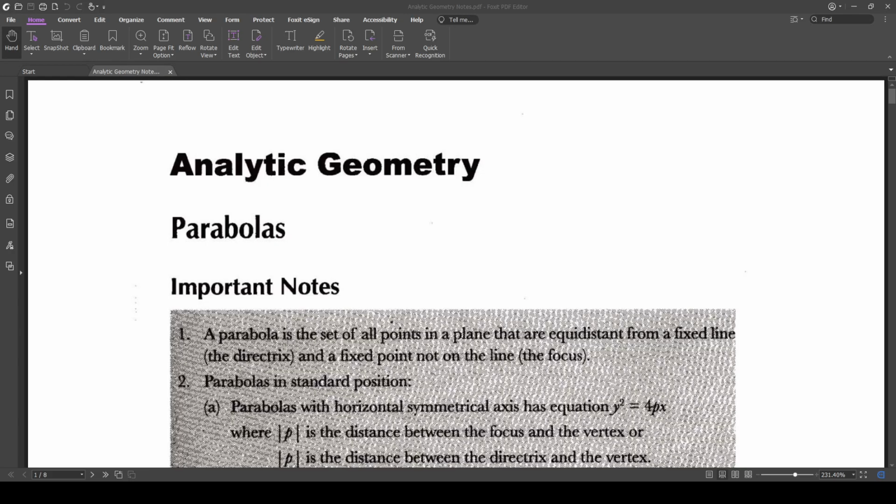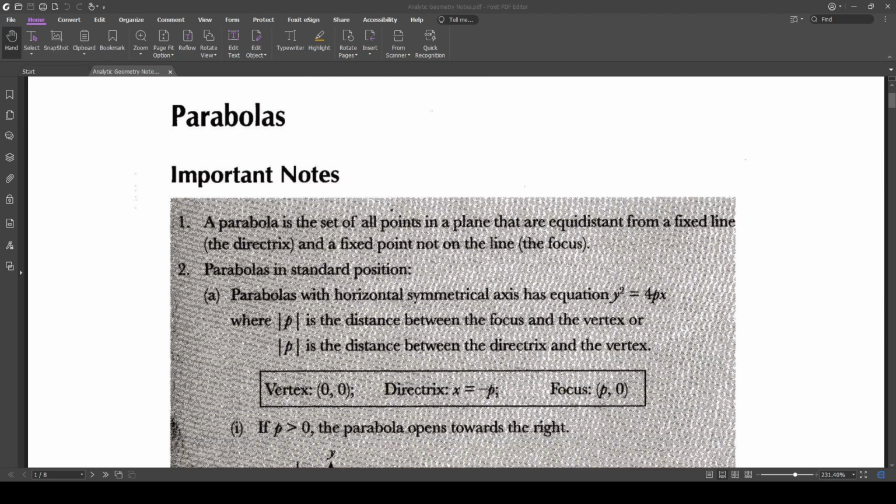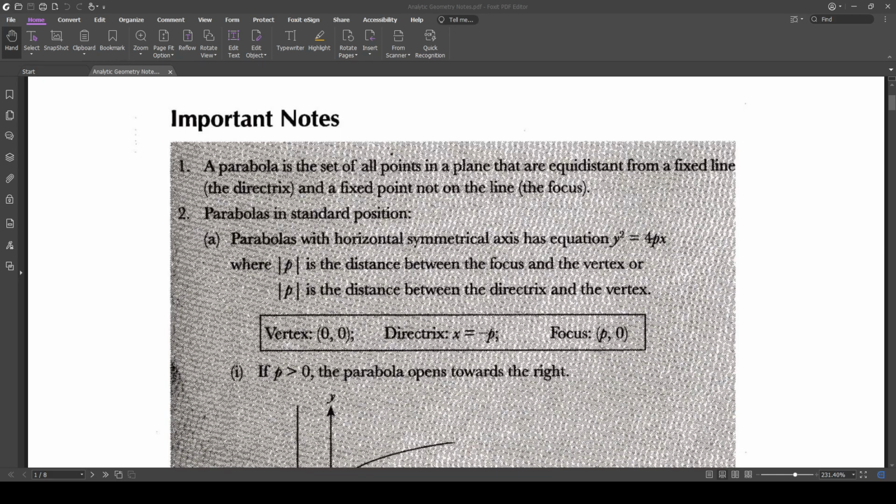So question one. Okay, wait, before we go to question one, let's go through some notes first. I posted these on the Google Classroom, so just briefly go through what I posted.